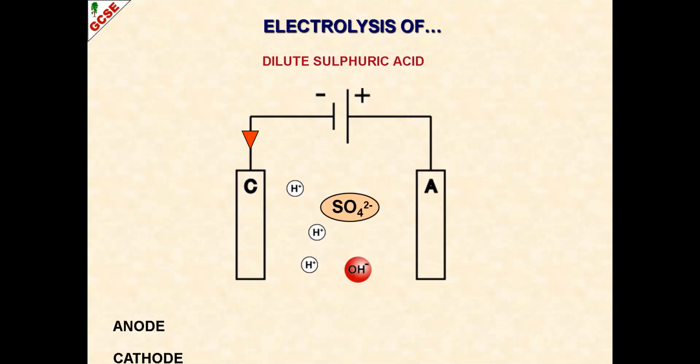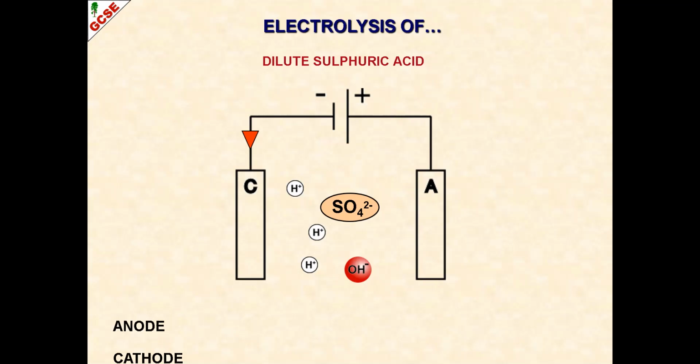Then the electrolysis of dilute sulfuric acid. Now what will happen? What are the reactions? What are the equations? One would be hydrogen, so it will be 2H+ plus 4 electrons. No, 2 electrons, 2H+ plus 2e- gives H2. That will be for hydrogen.